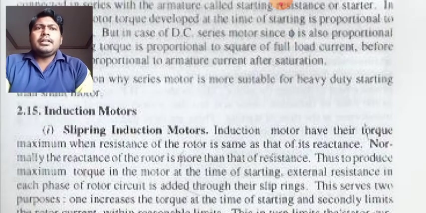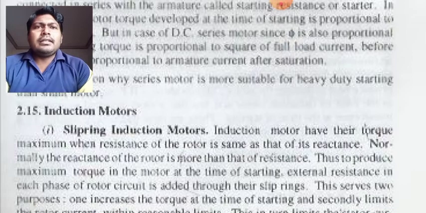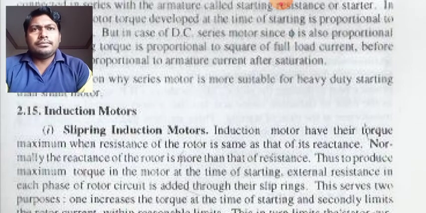So in a slip ring induction motor, the torque is maximum when the resistance of the rotor is the same as its reactance. So this is the case under which maximum torque can be achieved, when the resistance of the rotor is equal to the reactance. Normally the reactance of the rotor is more than the resistance.